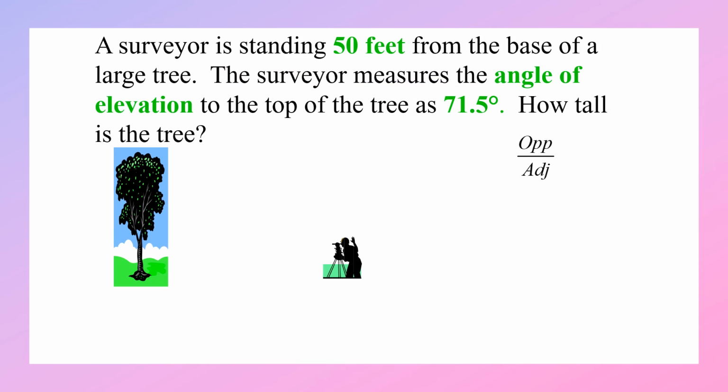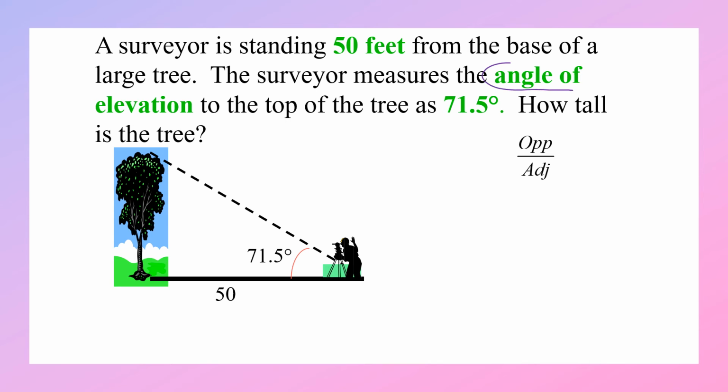So then we are going to go ahead and put some word problems in here. So a surveyor is standing 50 feet from the base of a large tree. The surveyor measures the angle of elevation to the top of the tree as 71.5. How tall is the tree? So first of all, standing 50 feet. So we put a 50 there. The angle of elevation is 71.5.